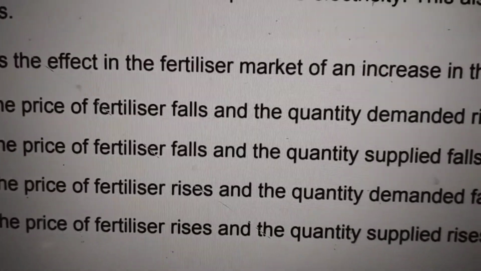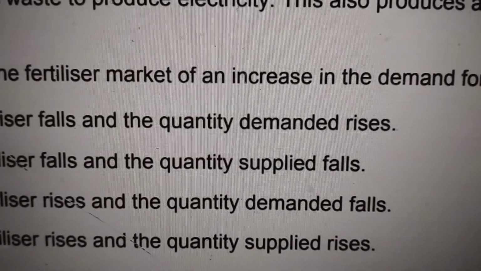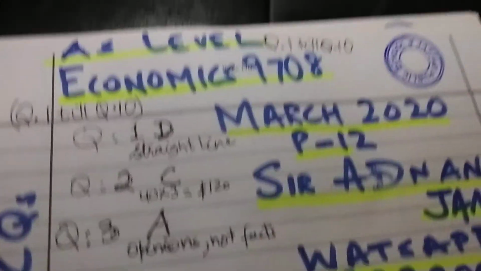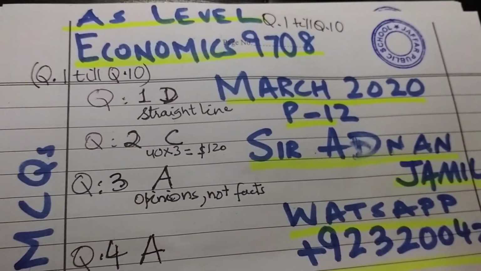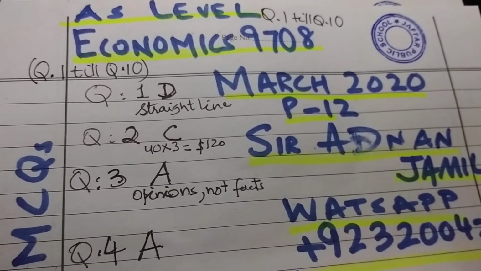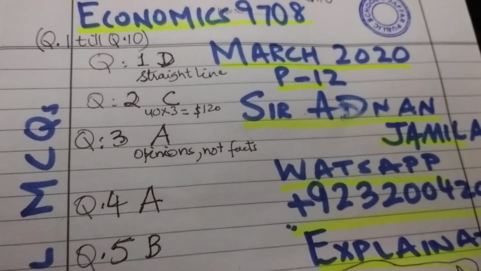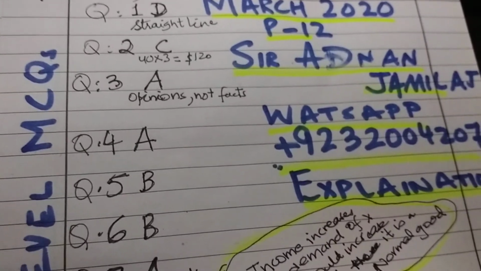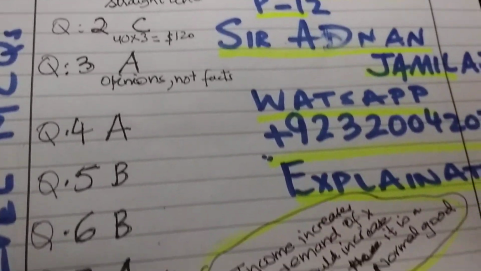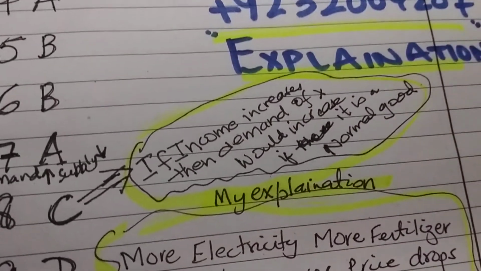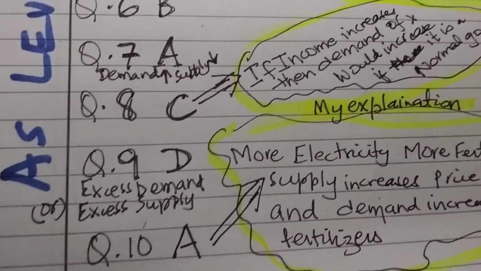The price of the fertilizer falls and the quantity demanded increases. So I have explained the reasons. Now look at the things which I have written over here. So you can have a glance at the end also. We were solving question number 1 till question number 10, March 2020, AS level economics MCQ. So here I've written all these answers, and the explanation is also there. So I've explained this also. So this is just a bit of a recap.